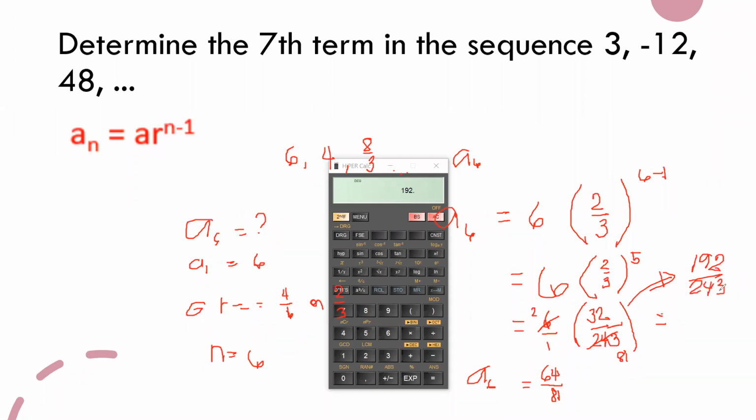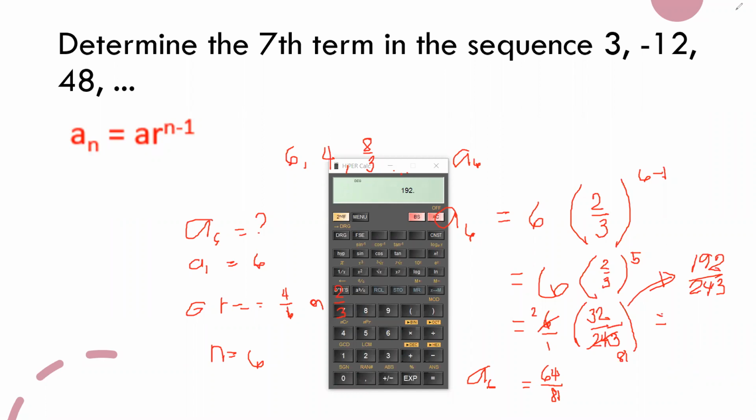Anong pwedeng mag-divide dyan? Both can be divided by 3. So 192 divided by 3, 64. 243 divided by 3, 81. Pwede po bang isagot ang 192 over 243? Ayoko pong mag-lowest term. Pwede naman, kaso nga lang, hindi full points kasi hindi naka-lowest term. Kumbaga, kung sa 1 point, 0.5 ang score. Okay, gets po?